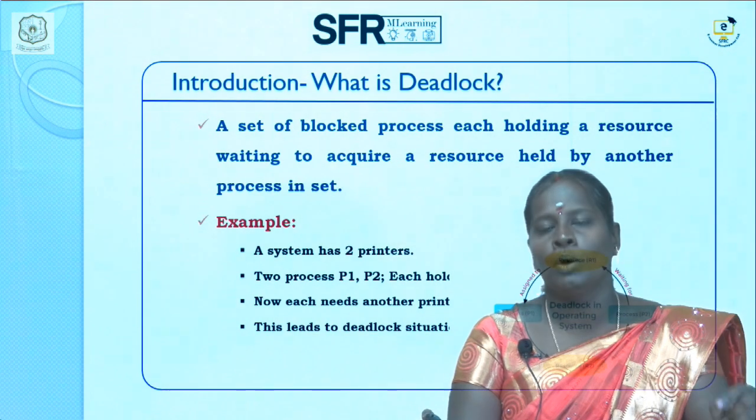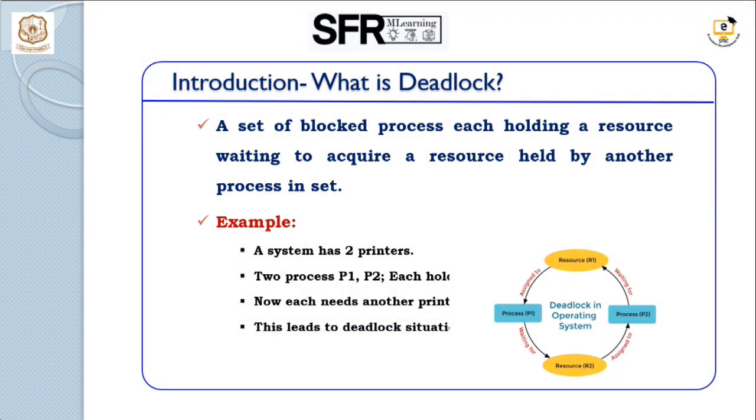So now, what is deadlock? In an OS there are many processes that are requesting resources. In that case there are situations where resources are kept idle sometimes, and also situations where processes are waiting for the resources for an unwanted amount of time. These kinds of situations lead to a situation called deadlock. The definition of a deadlock is a set of blocked processes, each holding a resource and waiting to acquire a resource held by another process in the same set.